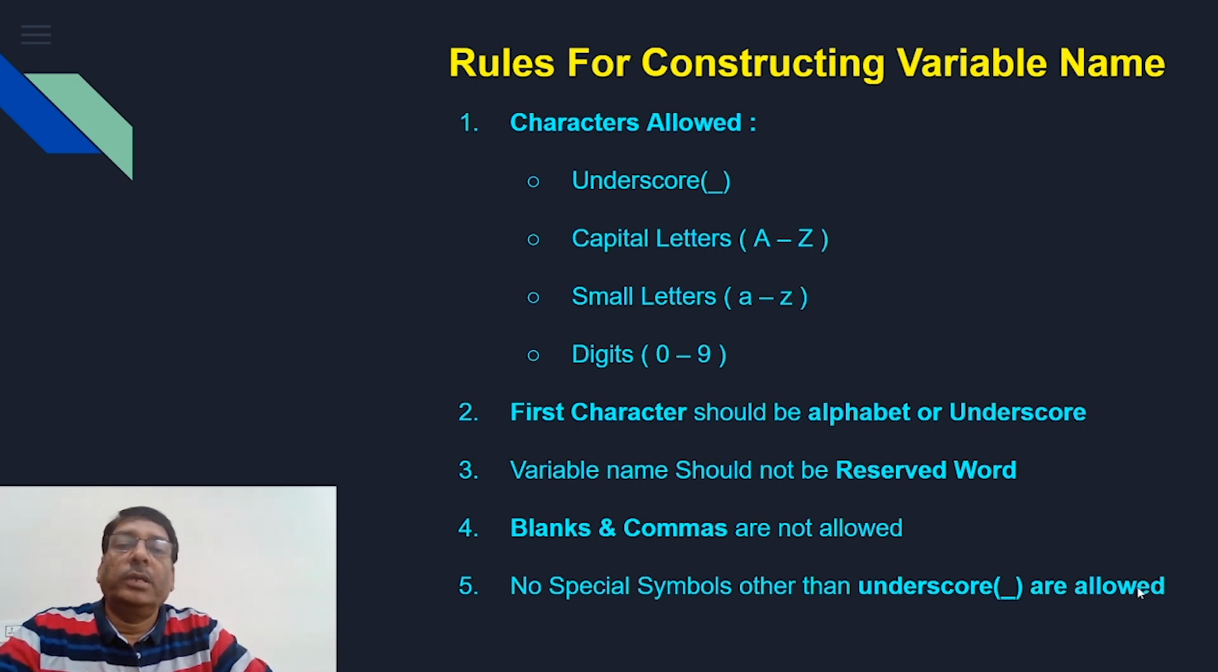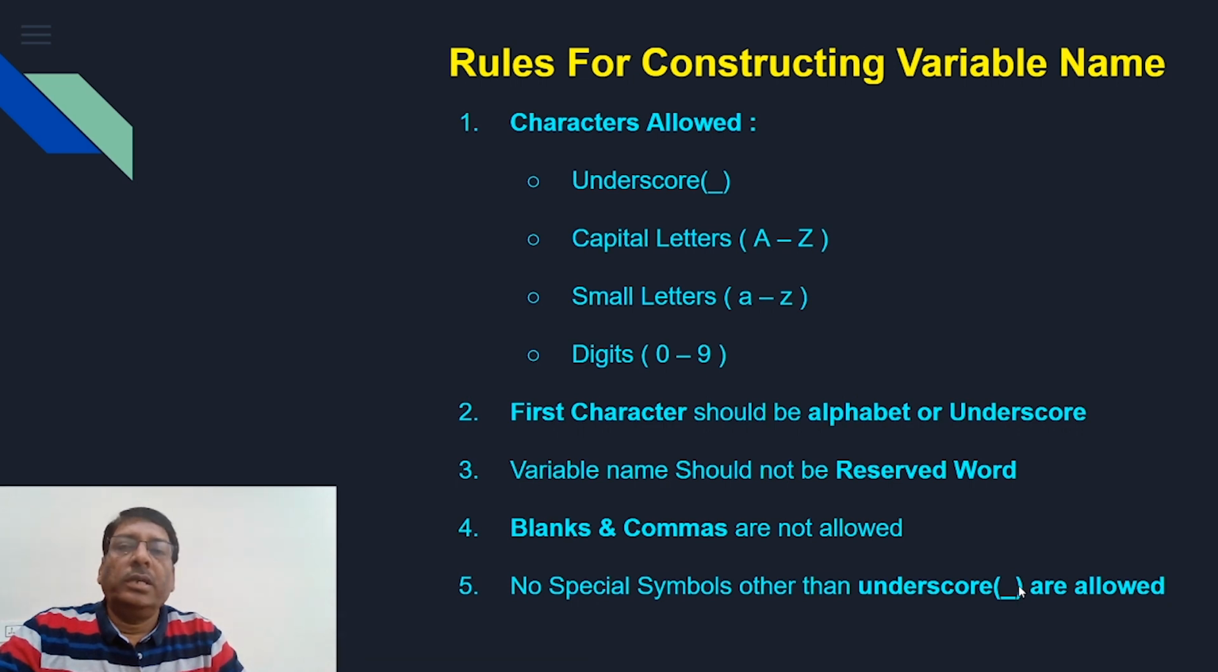So let's go with it. Once again, characters are allowed with the special character underscore, followed by the first character, which has to be an alphabet or an underscore. The variable name should not be a reserved word. Blanks and commas are not allowed, and only underscore is allowed.